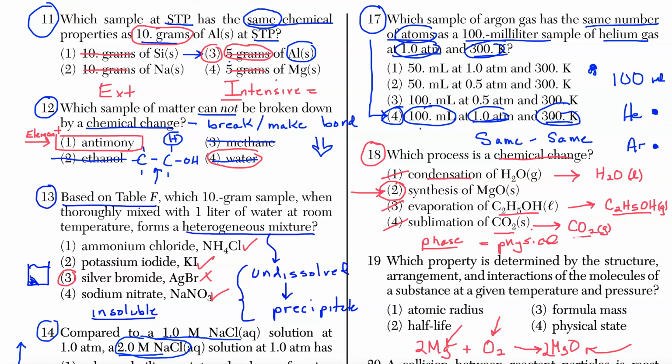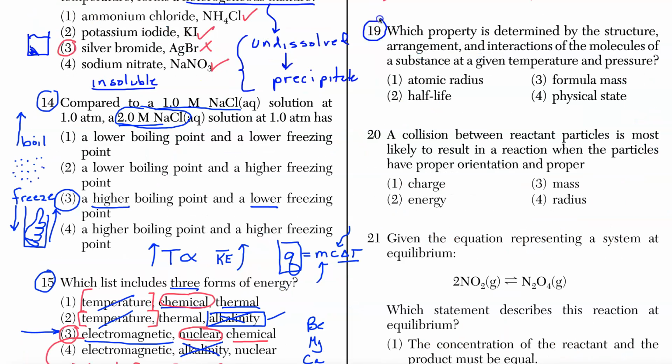On to number 19. Which property is determined by the structure, arrangement, and interactions of the molecules of a substance, that could be an element or a compound, at a given temperature and pressure? Well, this is an odd question. I haven't seen one like it, but if I go through my choices, atomic radius is the distance from the nucleus, which is positive for the protons, and the outermost electrons.